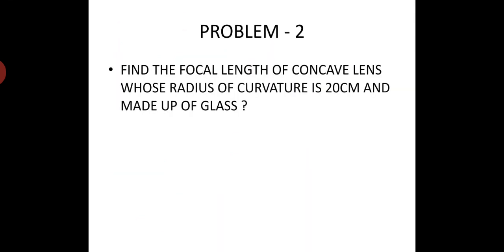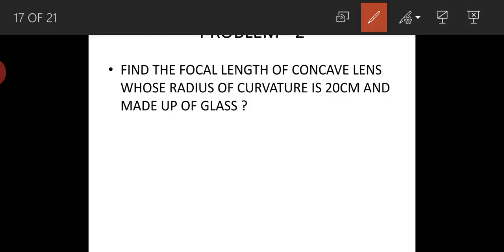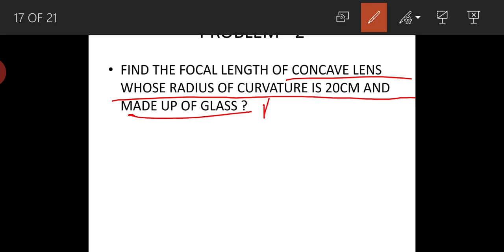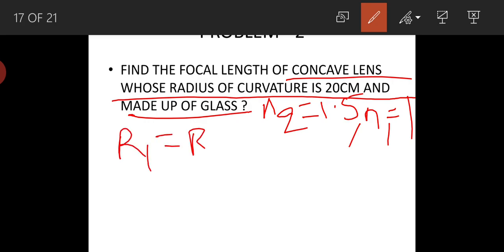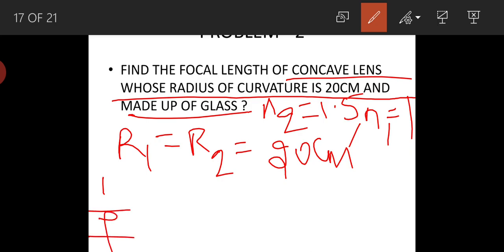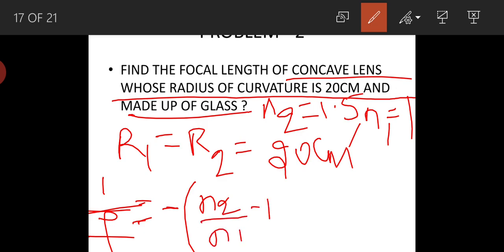Next, one more problem, that is find the focal length of a concave lens whose radii of curvature is 20 centimeters and which is made up of glass. Glass means n2 is equal to 1.5 and n1 is the first medium, taken as air. If nothing is given, it is taken as air, and the radii of curvature are given as r1 is equal to r2 is equal to 20 centimeters. So we know that the lens maker's formula for a concave lens is 1 by f is equal to minus of n2 by n1 minus 1 into 1 by r1 plus 1 by r2.